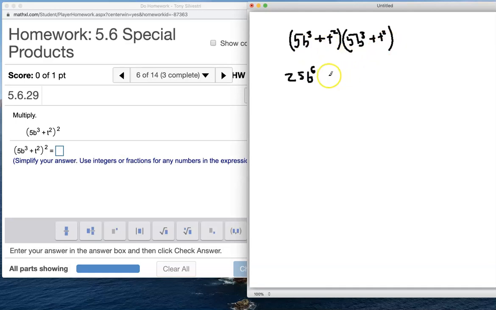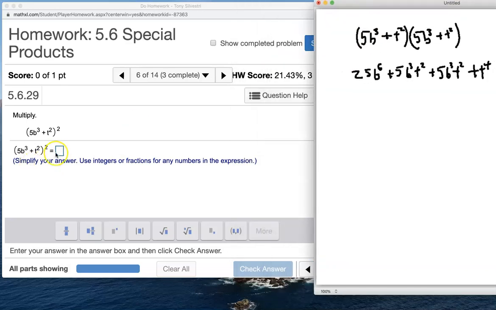Outer: plus 5 B cubed T squared. Inner looks like another 5 B cubed T squared. And then the last is T squared times T squared, which is T to the fourth. I'm going to put that answer right into the computer and be happy that I get a green box.